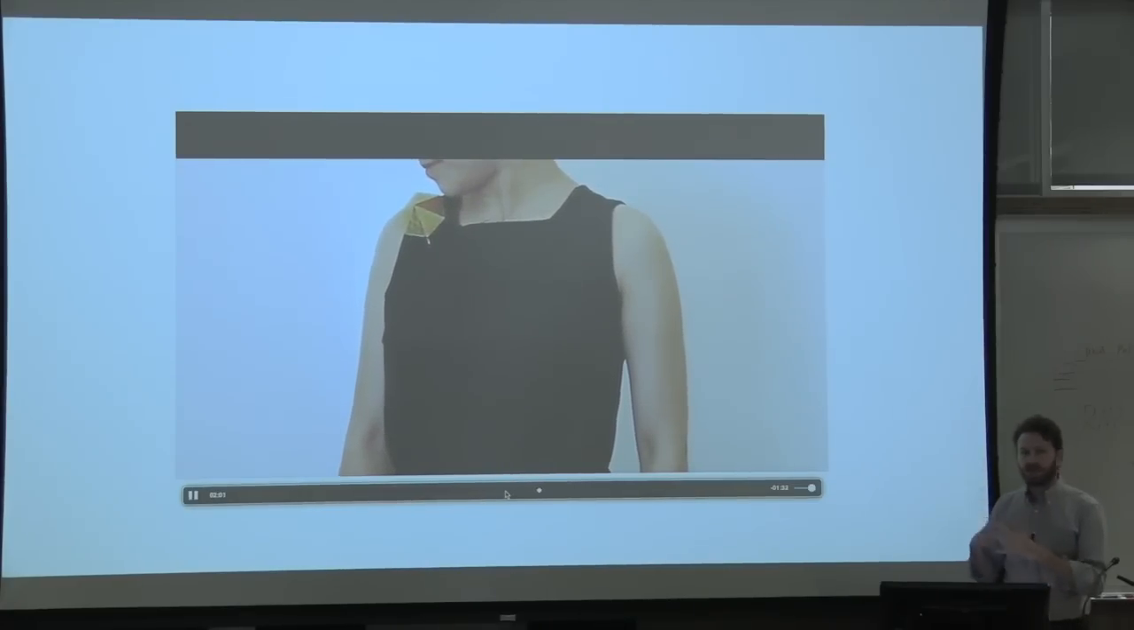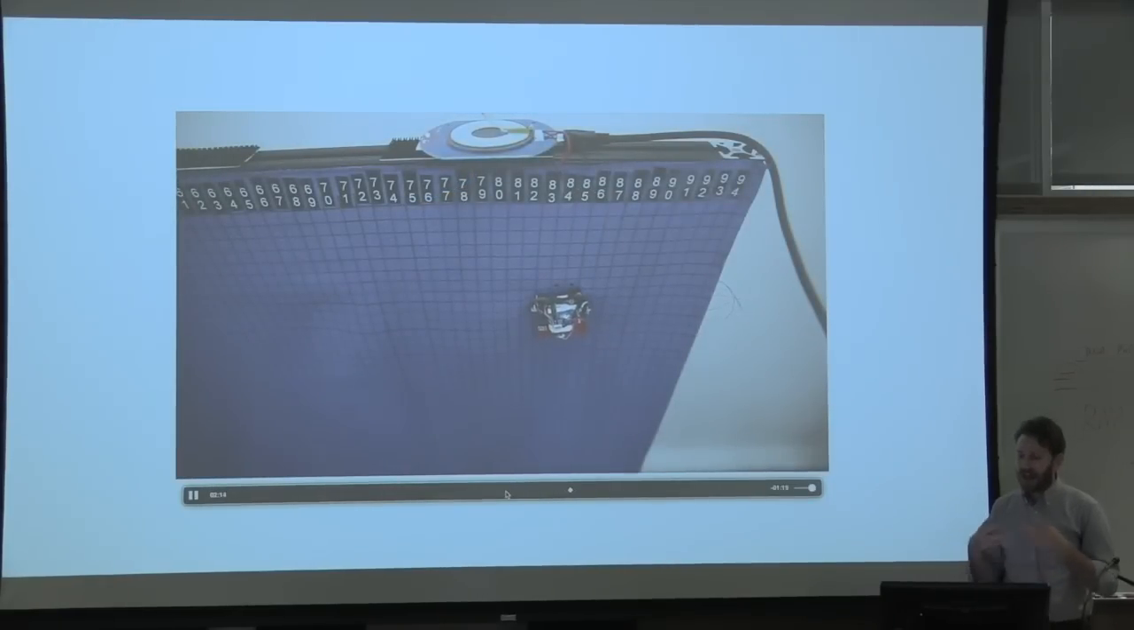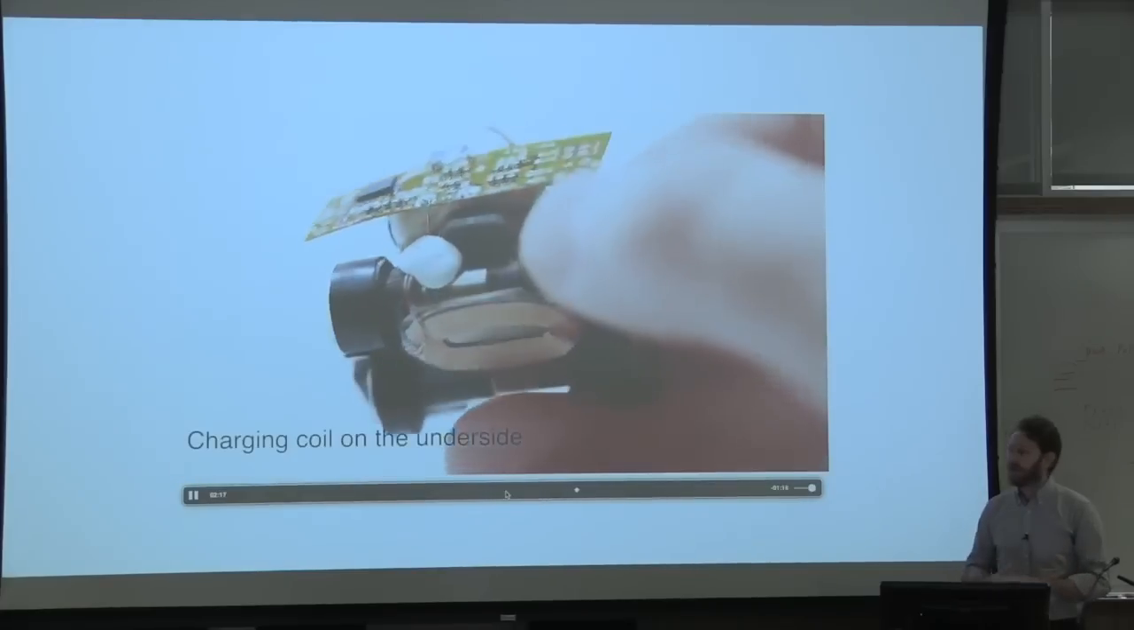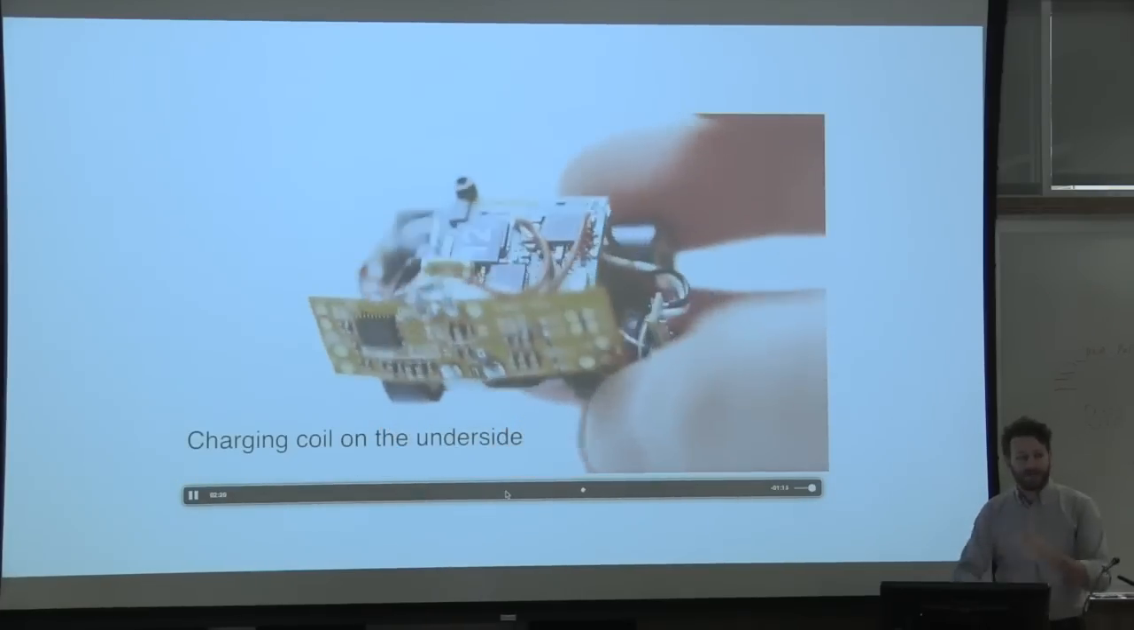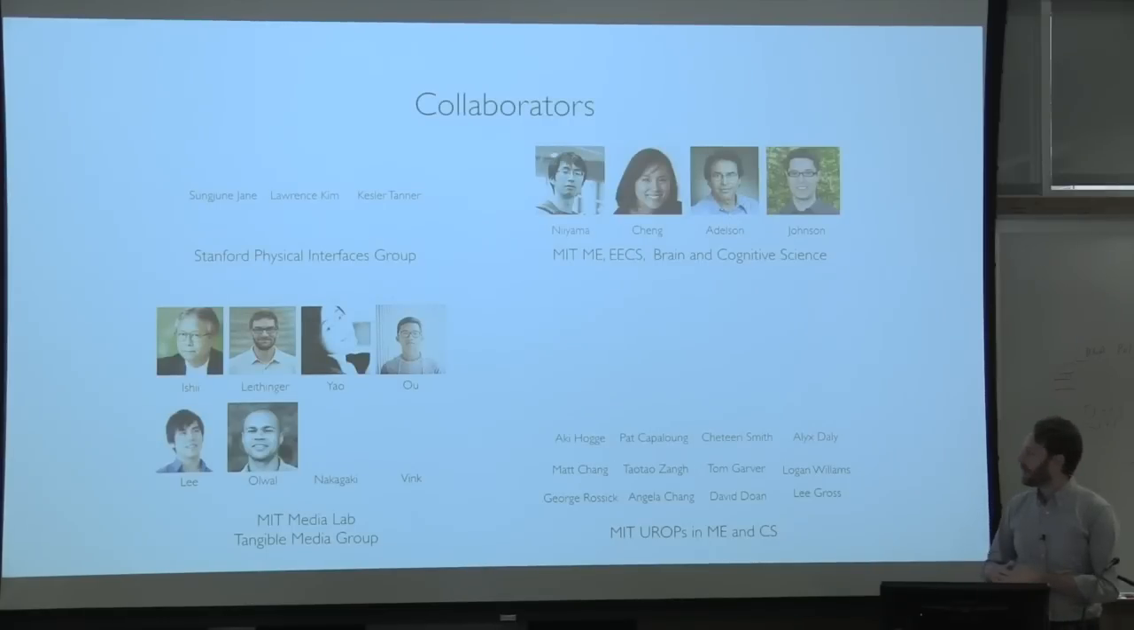And so I think what this suggests is a new type of interaction with computers, with information, that again is very physical, mediated in the world around us, and adapts to the ways that we want to interact with people and with information, as opposed to us having to adapt to it. So in conclusion, I believe that we need computers that can adapt to us physically, and that's what we're working on at the Shape Lab. I'd like to thank my many collaborators, as well as the Shape Lab. So yeah, I'd be happy to take any questions.